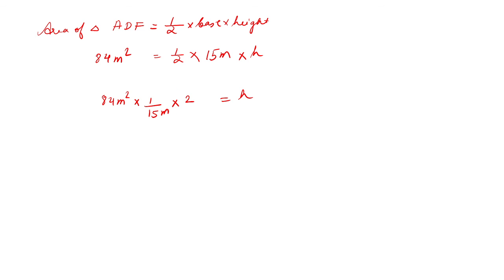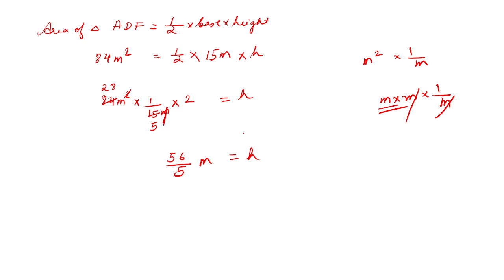So you can write this as, cancel meter and meter. 3 2s are 6, and 3 8s are 48, 3 5s are 15. So you're left with 56 by 5 meter. Clear? Here one meter is cancelled, so 1 meter will remain. See, meter square into 1 by meter. If you cancel them out, you're left with 1 meter.